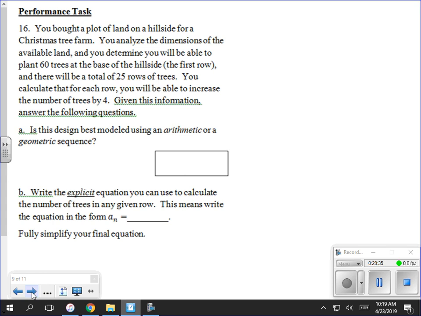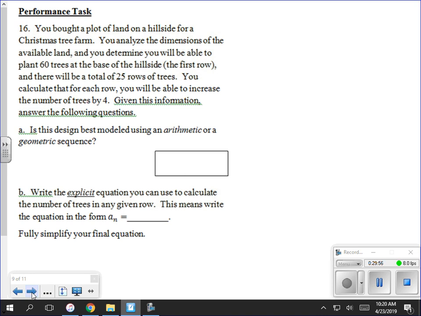Okay, performance task. You bought a plot of land on a hillside for a Christmas tree farm. You analyze the dimensions of the available land and determine you will be able to plant 60 trees at the base of the hillside, the first row, and there will be a total of 25 rows of trees. You calculate that for each row, you'll be able to increase the number of trees by 4. Given this information, answer the following questions.